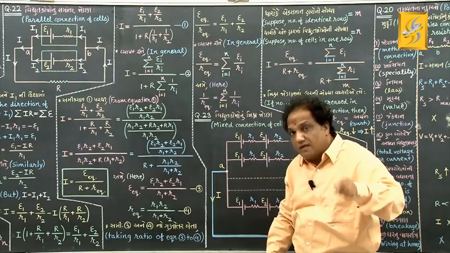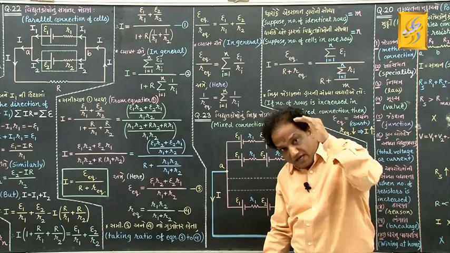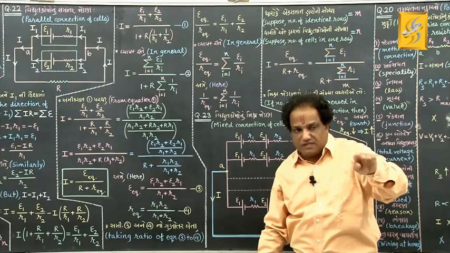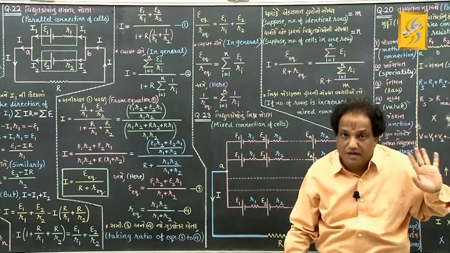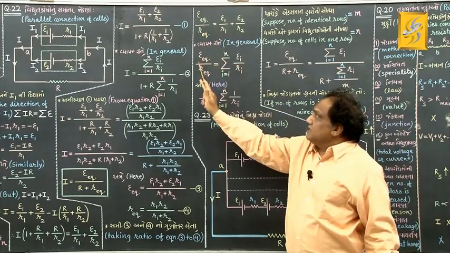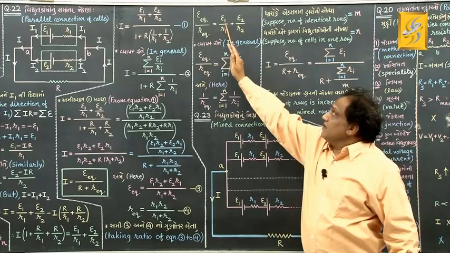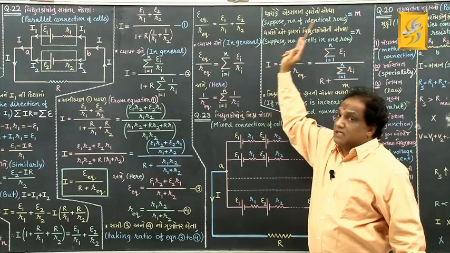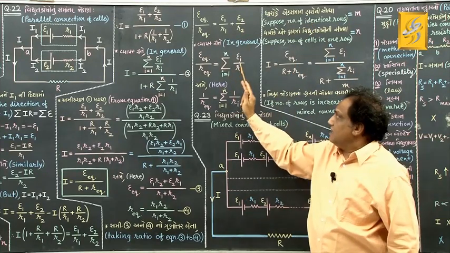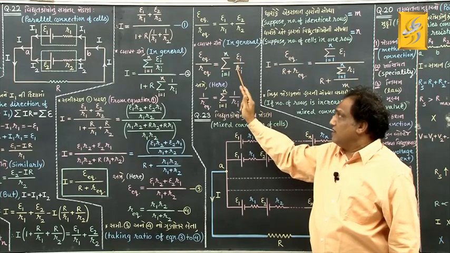Had there been 4 cells, plus E4 upon small r4. Had there been n number of cells connected in parallel, then the summation you can extend up to nth term plus dash dash dash plus En upon Rn, correct. So in general, you write this left hand side as it is, but on the right hand side generalize that result, E1 upon R1 plus E2 upon R2 plus dash dash dash plus En upon Rn, you can write with a single term sigma Ei upon Ri, where i you must write well below E, well below R.